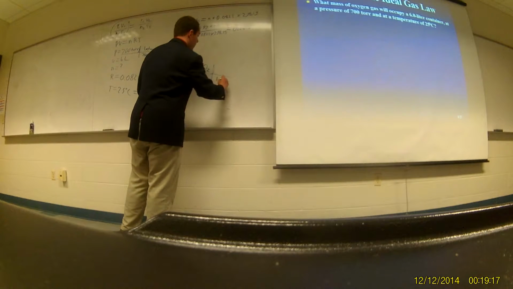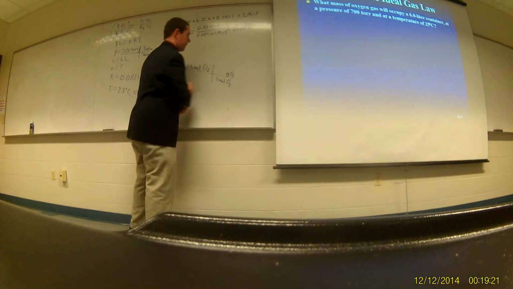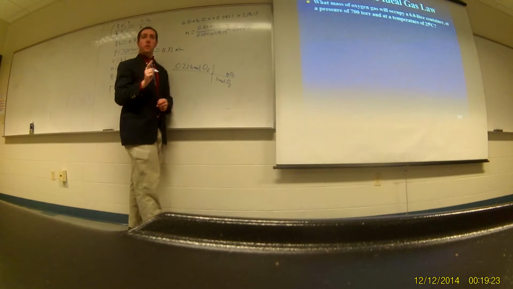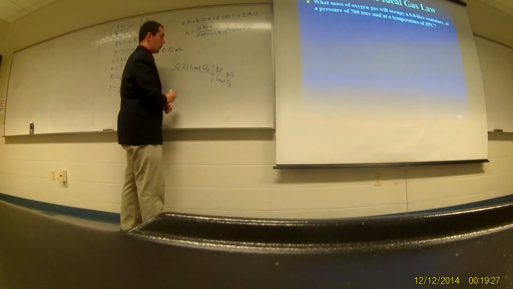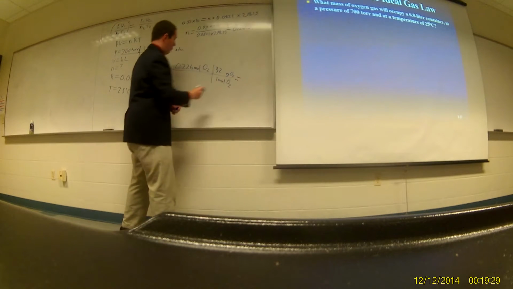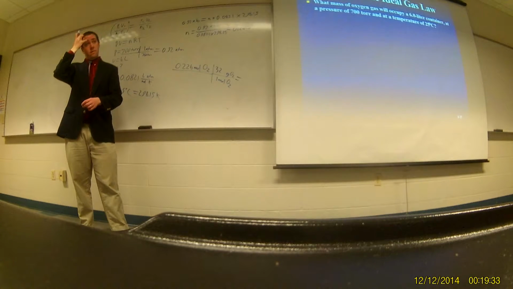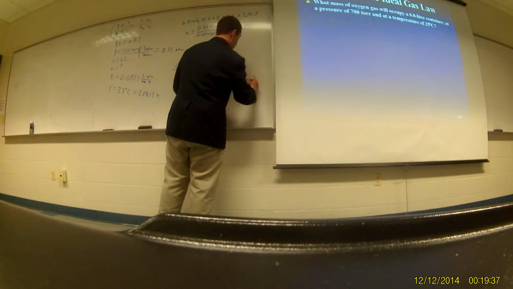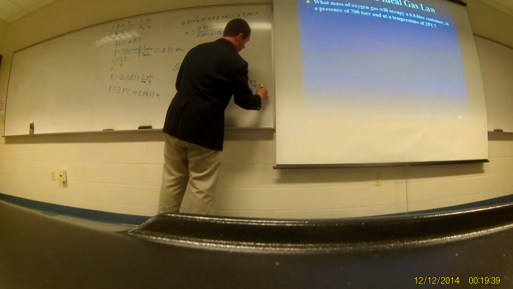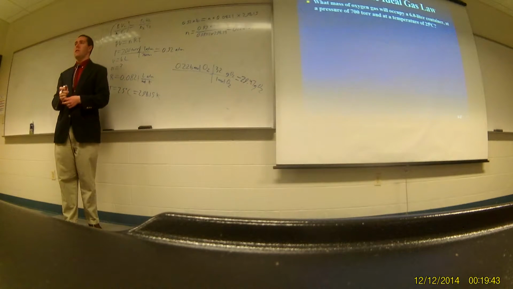So 1 mole of O2 weighs how much? 32. Each oxygen is 16. There's 2 of them, so we have 32. So what is my mass? 29.47. 29.47 grams of oxygen.